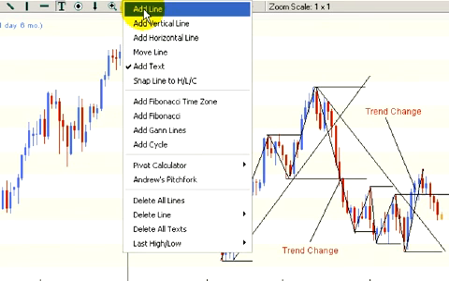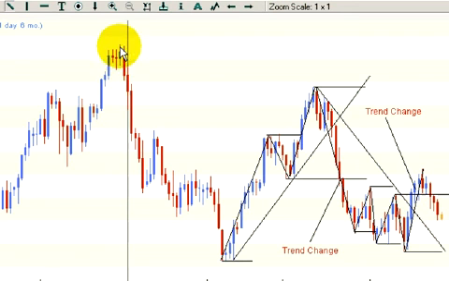I shall add here a little line identifying that this is an area of resistance. This is a significant area of resistance here. The market reached this point, turned around and headed back down. It formed support here, then moved up and formed resistance at this point here.